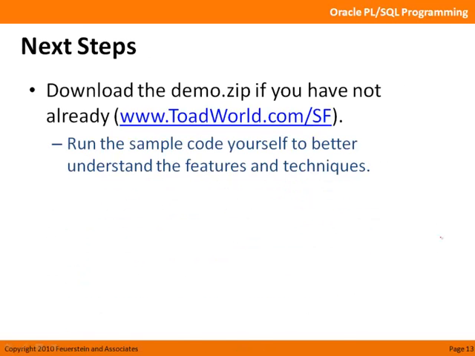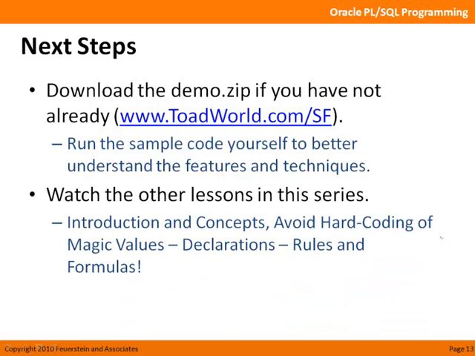So next steps, download the demo zip if you haven't already done so. Try out the different approaches I've shown you here for data encapsulation. Check out Code Tester and the approach I've taken there, and explore the function result cache, which is not the focus per se of this lesson, but is a critical feature of the 11G database. Watch the other lessons in this series. If you haven't already, check out Introduction and Concepts. Learn how to avoid hard coding of magic values, declarations, rules, and formulas.